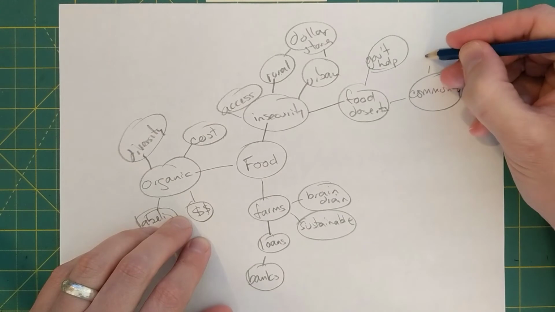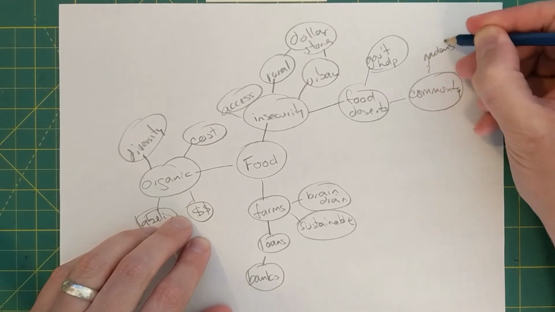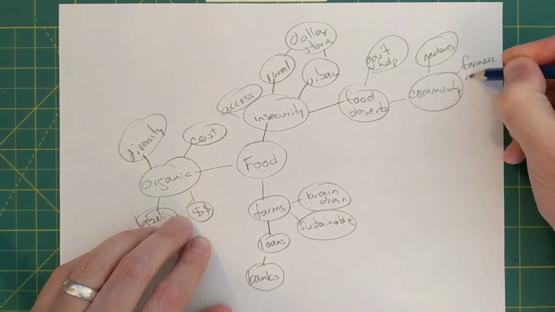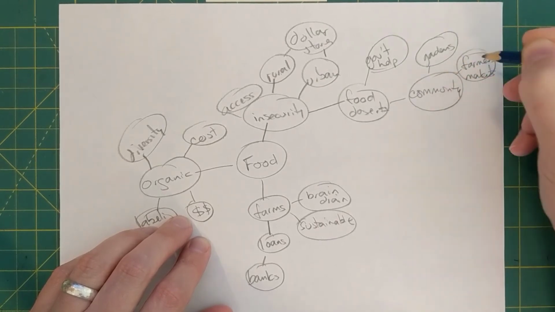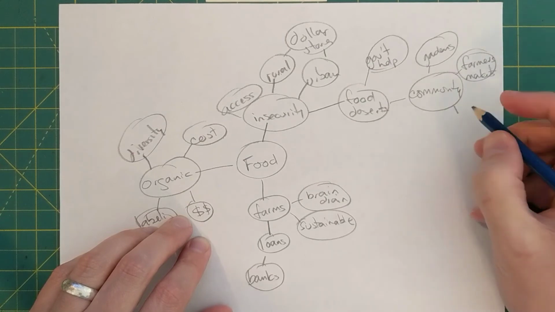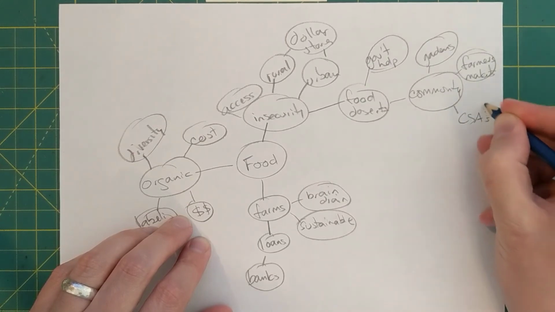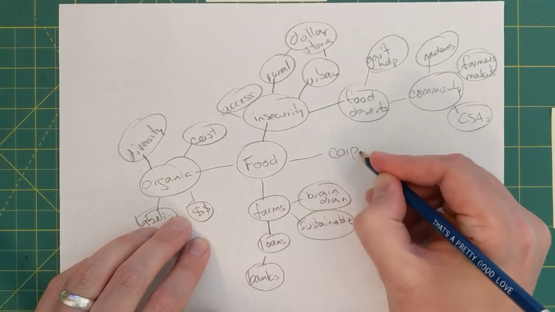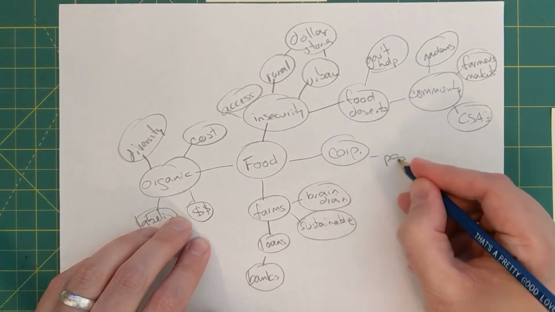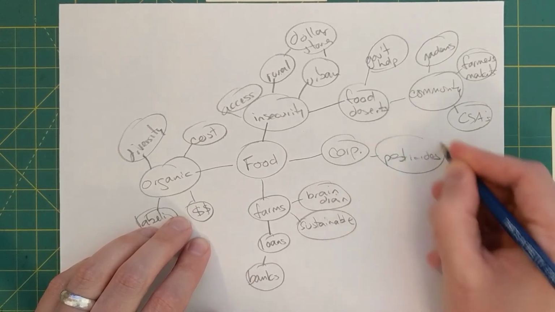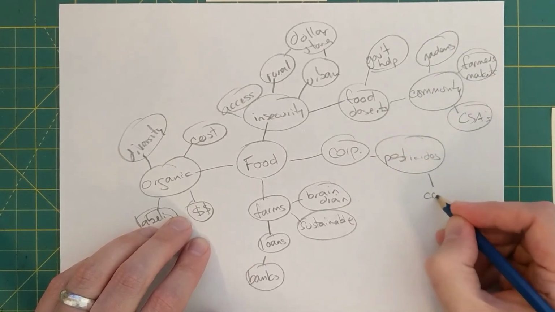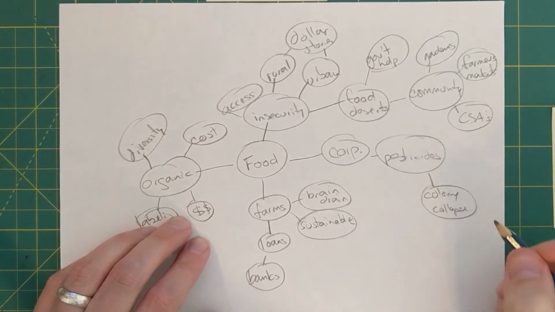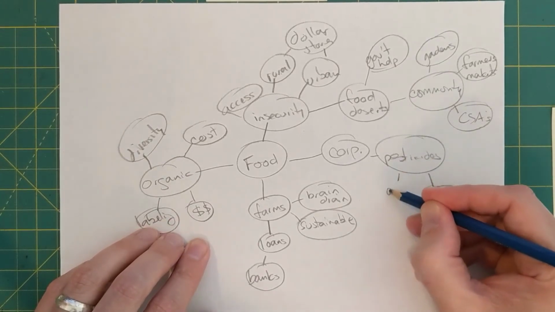Focusing on this, how about gardens? Or farmers markets? Or CSAs, which is community supported agriculture. How about corporations? Pesticides. Pesticides can cause colony collapse of bee colonies. That's pretty serious. GMO use.